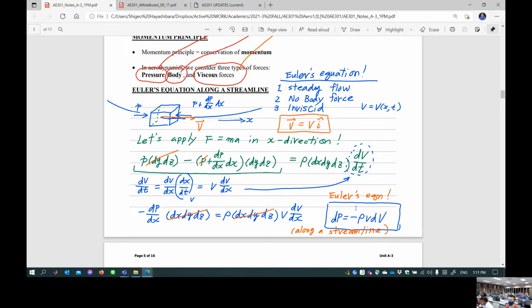Rho is a function. B is a function. Even if you constrain yourself in a direction along the streamline, the tangential direction, both of them are not constant. It's a variable. This keeps changing. If you have two variables multiplied together, what kind of function are you going to get? It's a highly nonlinear function.